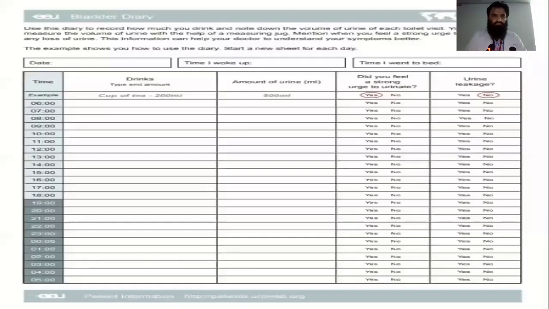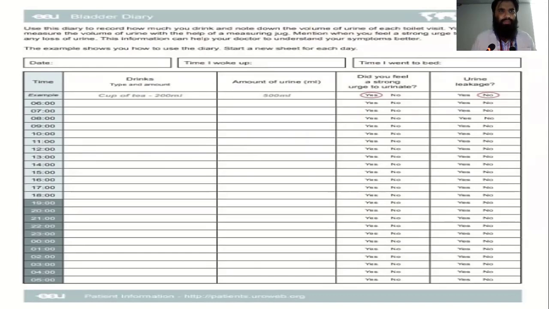Other things also included in the bladder diary are the episodes of incontinence and use of pads. That is also important. The difference between the frequency volume chart and the bladder diary is that in the frequency volume chart you see the volume of urine passed and frequency, and in the bladder diary you see all these things: intake, output, frequency of urination, episodes of incontinence, and use of pads. So this is the difference between these two: frequency volume chart and bladder diary.